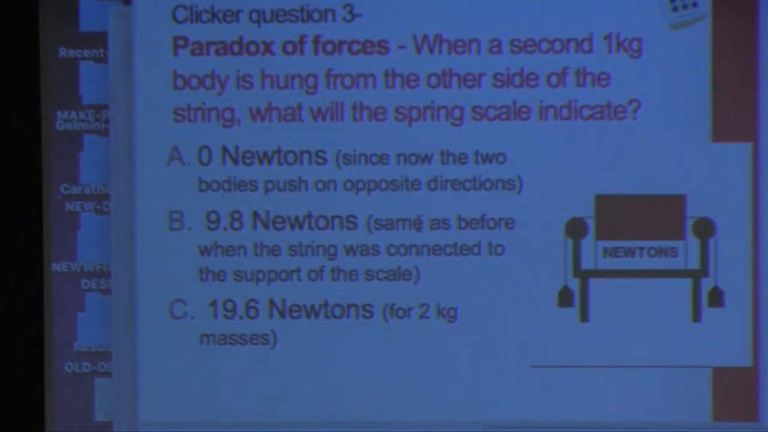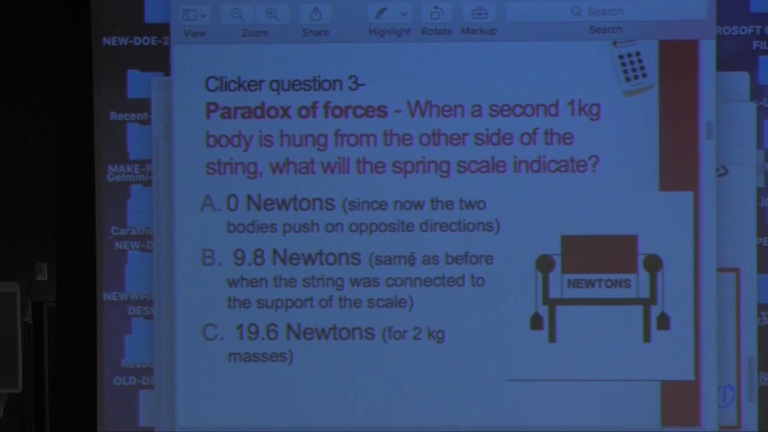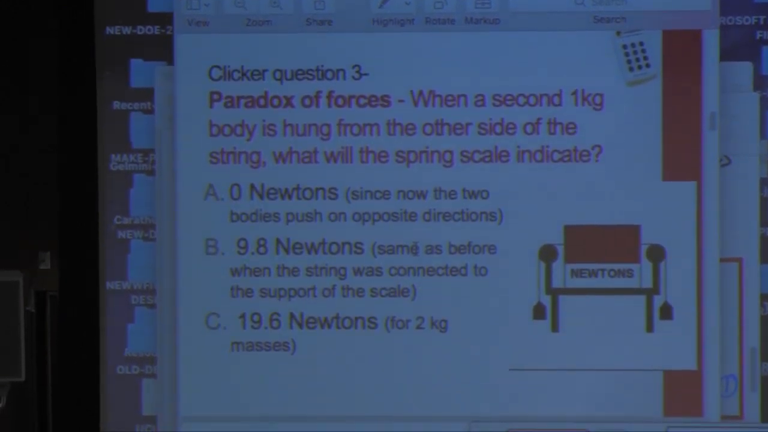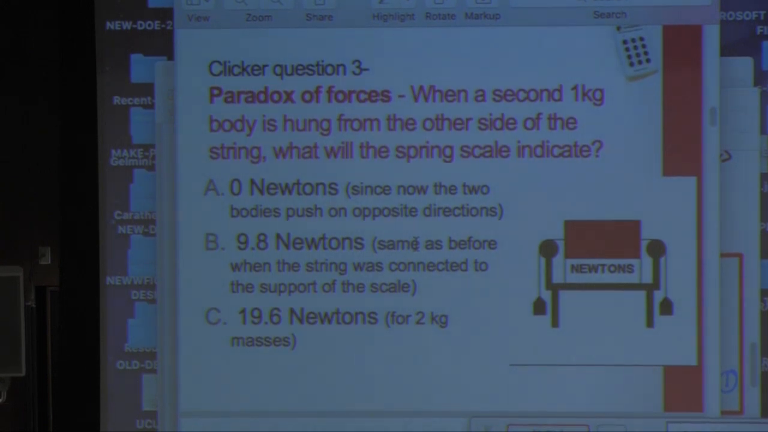Or it is 2 for the 2 kilogram masses, right? This is a conceptual question again. And this is in equilibrium again. All right, so vote.